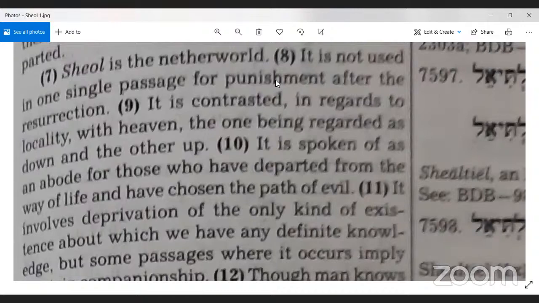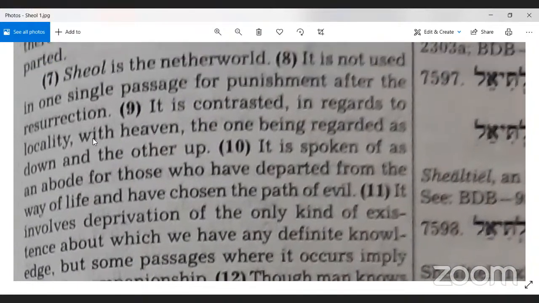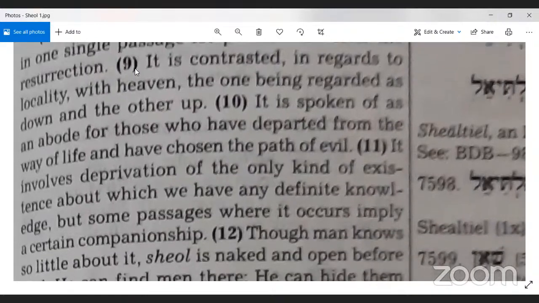But notice this, it says it is not used in one single passage for punishment after the resurrection. Right. What does that mean? What resurrection are they talking about? There's 2, right? There's supposed to be 2 resurrections according to Christianity. Right. But of course, we don't deal with that. So it's very interesting, right? To me, what I'm seeing is that they're preparing the mind for a doctrine of hellfire.